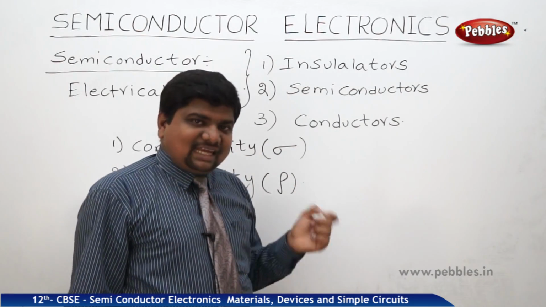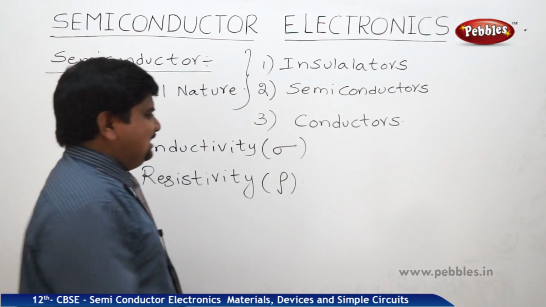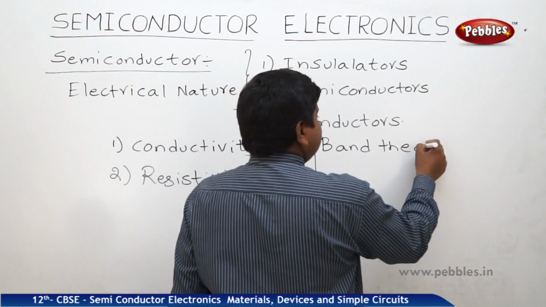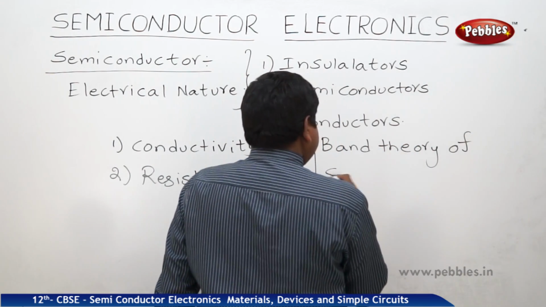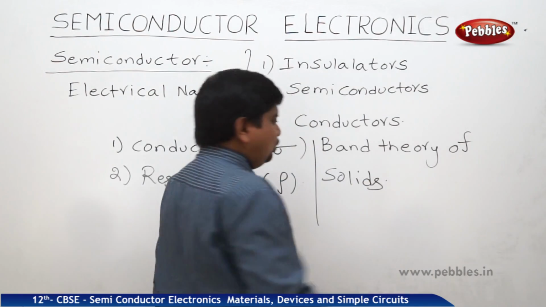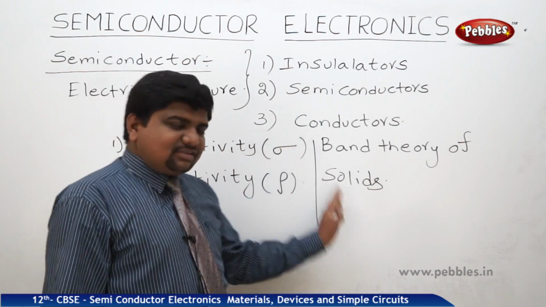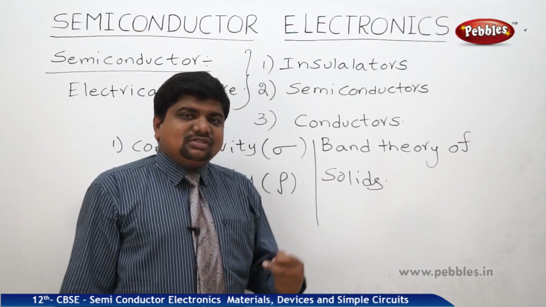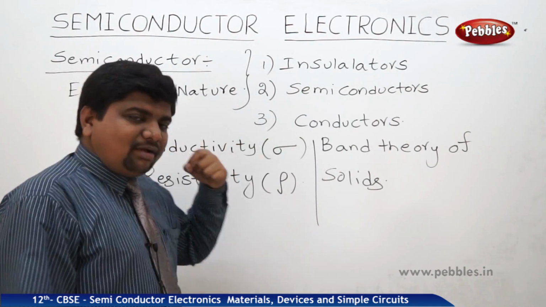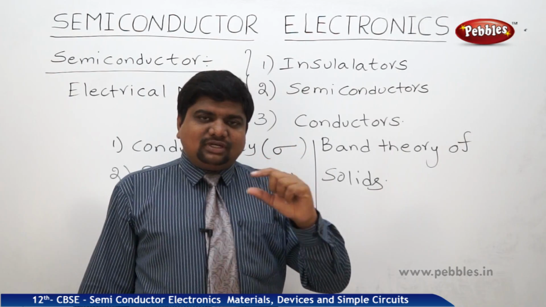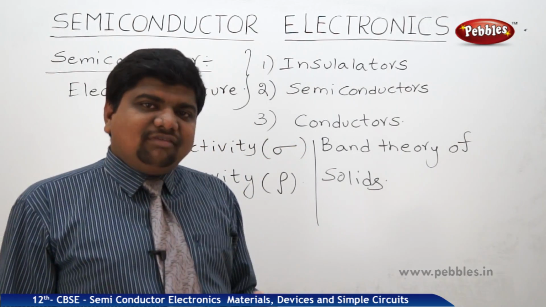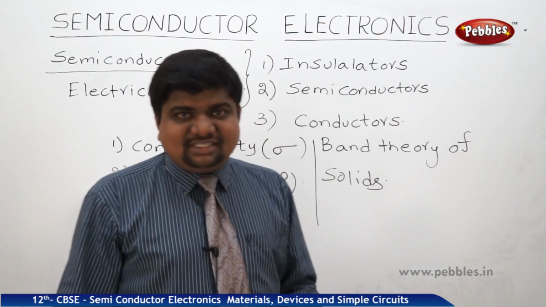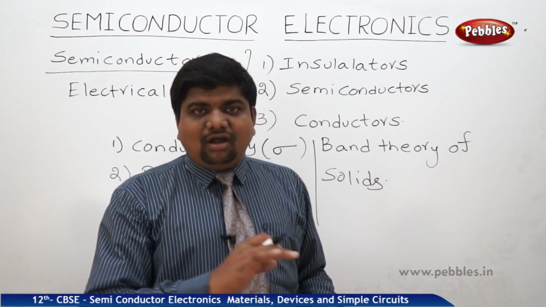What is the reason behind this classification? Not only the electrical nature, there is a theory called the band theory of solids. To understand this concept and apply it to this classification, we should know about Bohr's atomic model. In Bohr's atomic model, the nucleus contains protons and neutrons, and electrons revolve around the nucleus in discrete energy levels. The other name for these energy levels is orbitals.